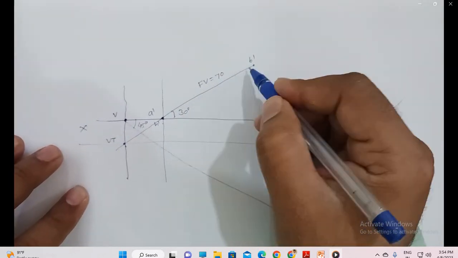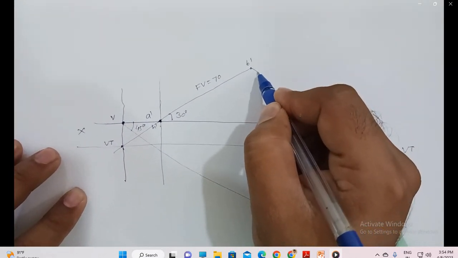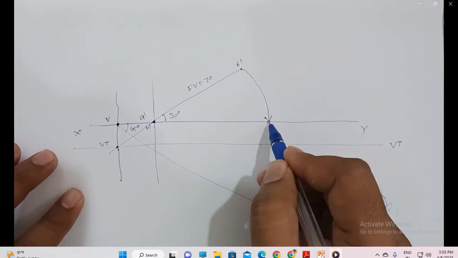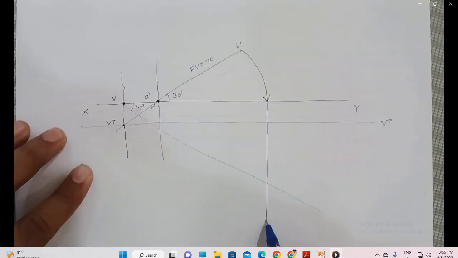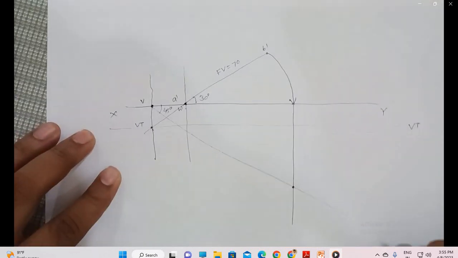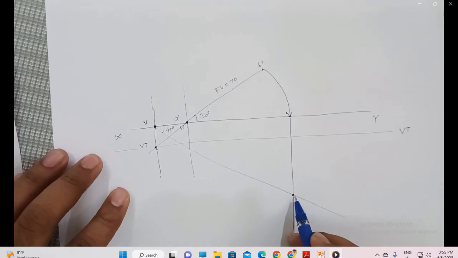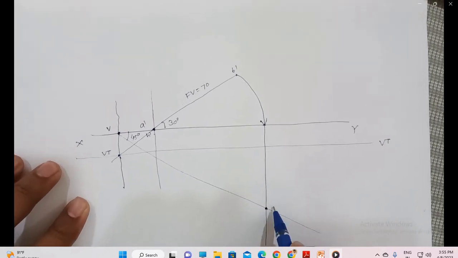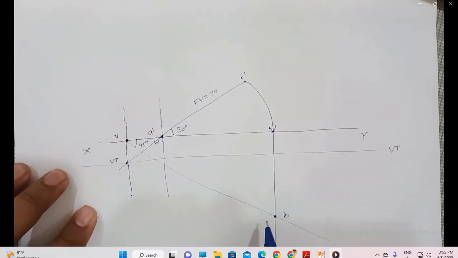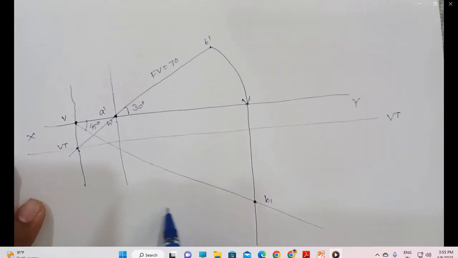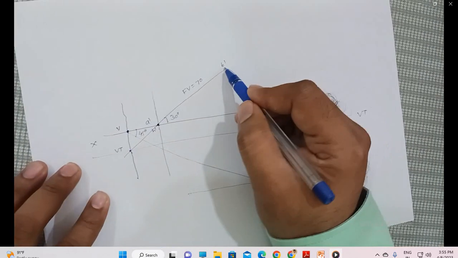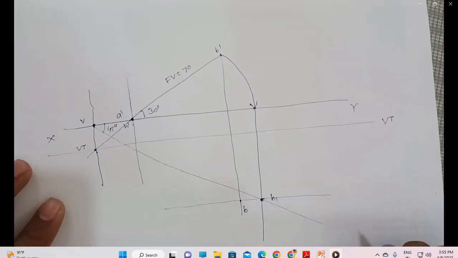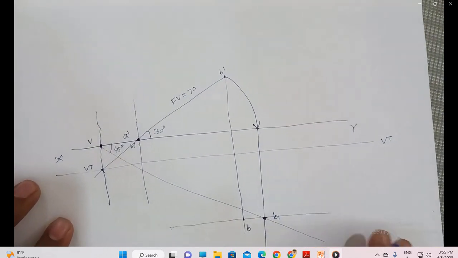Now we know the front view length is 70 mm. We rotate the front view length and make it parallel to the XY line. From this point on the projector you will get the true length point in the top view, which we can call B1. On the locus of B1 and the locus of B dash we get this point B, the top view point B.